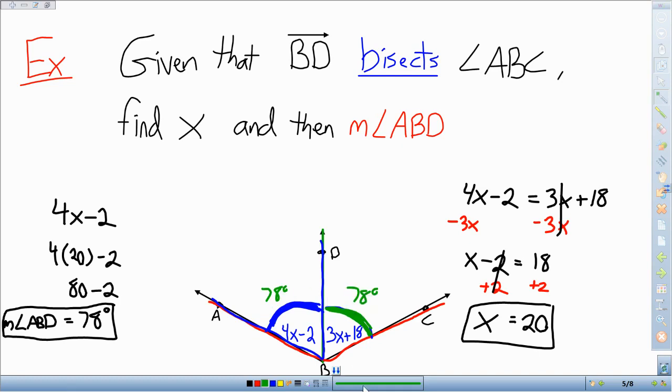And we're done. Okay, and if this problem were to ask us for the measure of the entire angle ABC, we could just add 78 and 78 and we would get the measure of this entire angle. Okay, so keep that kind of stuff in mind, okay?